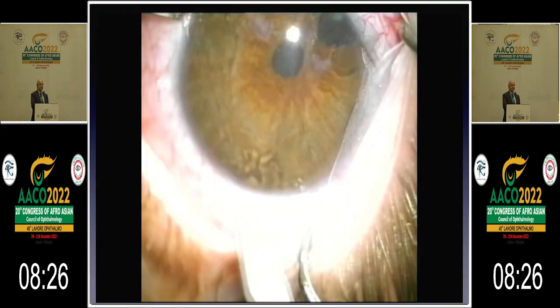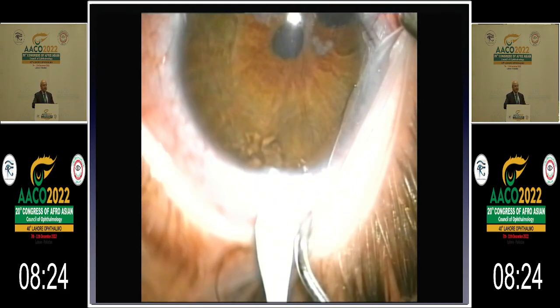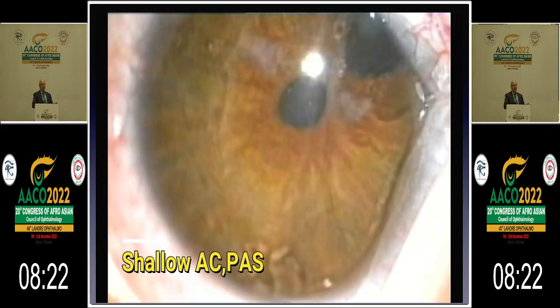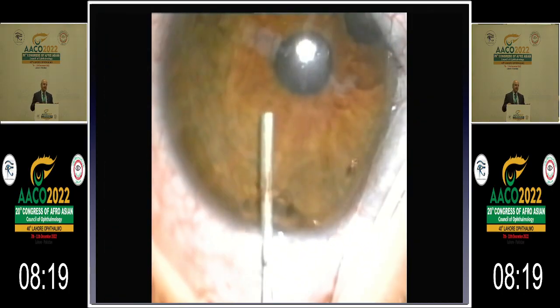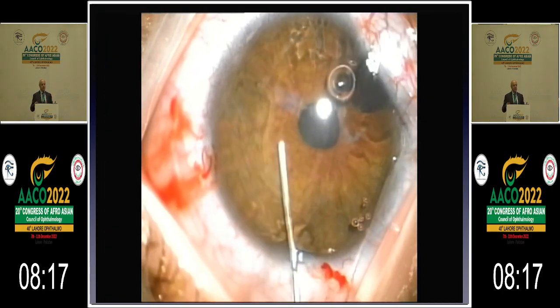So one of the challenges is the shallow anterior chamber. A shallow anterior chamber, if you do regular phacoemulsification, you can do it. You can have different ways to go around it, but still it carries a challenge. One of these challenges is the capsular access. And this is like a regular phaco in a very shallow anterior chamber, previous glaucoma surgery.